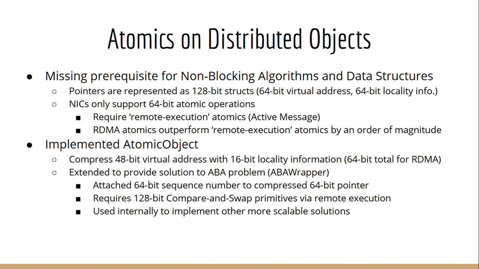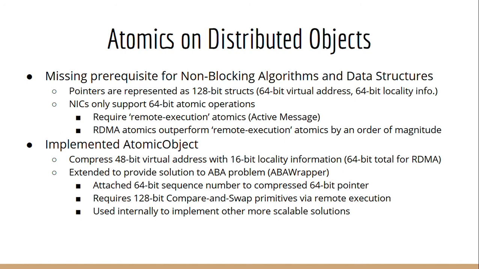Pointers in Chapel are represented as 128-bit structs with a 64-bit virtual address and 64-bit locality information. However, NICs only support 64-bit atomic operations. Also, they require remote execution atomics, that is active messages, for anything more than 64 bits. And as benchmarks suggest, RDMA atomics outperform remote execution atomics by an order of magnitude. So to address these shortcomings, we implemented the module AtomicObject, which supports atomic read, atomic write, atomic compare-and-swap, and atomic exchange operations on unmanaged class objects. Furthermore, it also provides optional ABA protection to these objects.